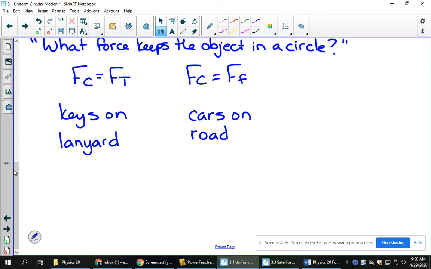Next one that we possibly have is a satellite orbiting. What would keep a satellite or a moon or a planet orbiting a center star or a planet or some other thing? What is the force that keeps these things in orbit? It's gravity. So the centripetal force of a moon orbiting a planet is provided by the gravity of that planet.